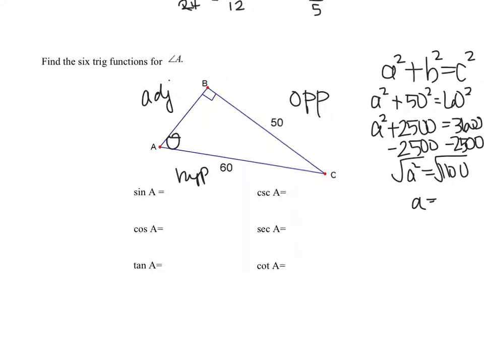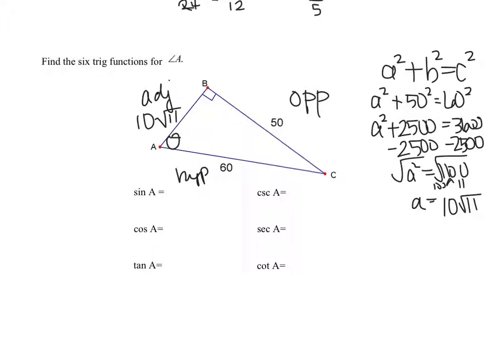So I can break down 1100 as 100 times 11. And I know the square root of 100 is 10. So we're going to end up with 10 square root 11 as the length of our missing side AB. So I'm going to mark over here 10 square root 11. So now that we have all 3 side lengths, we can go ahead and set up our 6 trig ratios.